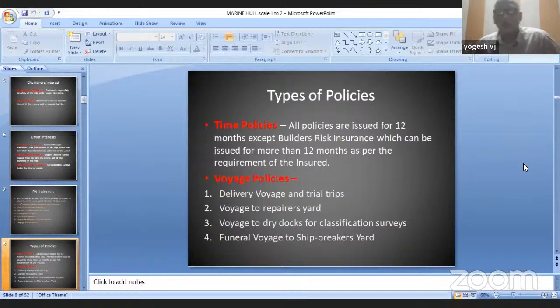Okay. So now let us assume that a vessel is ready at Mazagaon Dock. It has to be delivered to Singapore. Then a delivery voyage has to be taken. Then voyage to dry docks for classification survey. As we know that there are 14 classification societies in the world, so every vessel has its own class. Say for example, if a warship, destroyer class, has completed its life and has now become a museum, we have to classify that at dry docks. Funeral voyage or shipbreaker's yard.